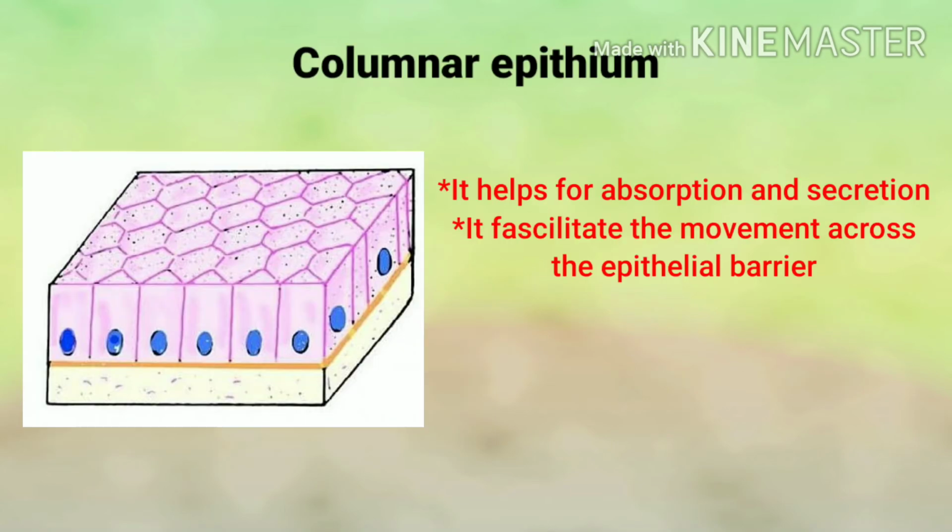Next one is columnar epithelium. It helps with absorption and secretion. Absorption means to absorb something, and secretion means to produce something. You know that the small intestine absorbs nutrients, right? It absorbs the nutrients due to this tissue. And our glands: the human body has many glands, right? Glands always secrete hormones. Many hormones are secreted in our body by glands. That is secretion, due to this type of tissue.